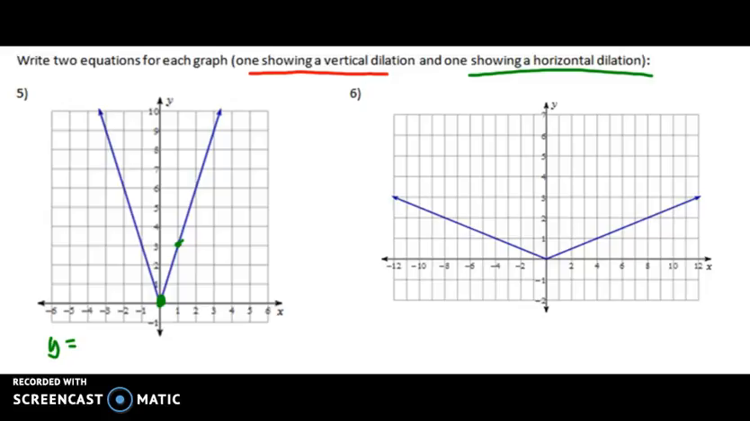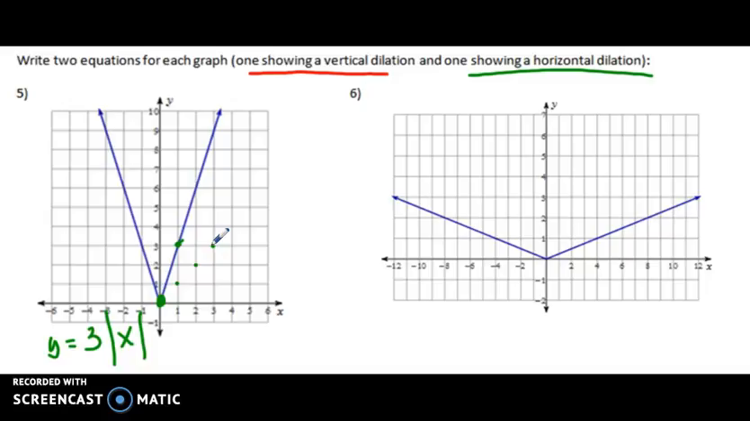So if I look, normally it would go over one, up one. Instead, this is going over one, up three. So as far as my vertical one is concerned, it would be y equals 3 absolute value of x. Okay, now this is also, again, remember that normally it would look like this. So that being the case, it shows that's a horizontal compression.